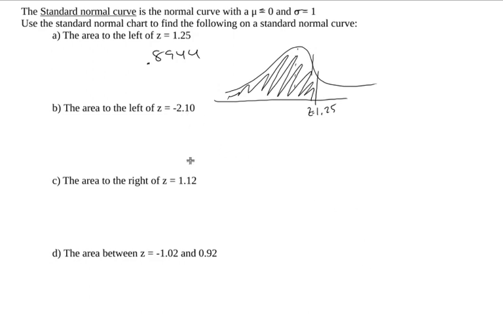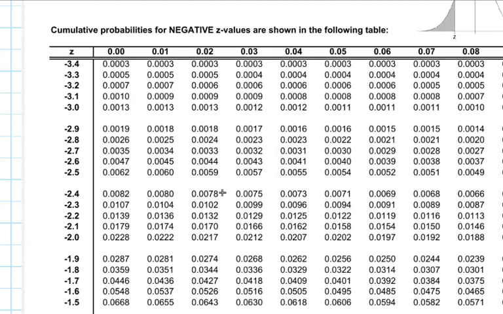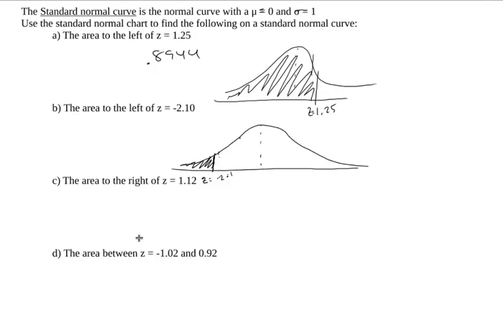If I want to find the area to the left of negative 2.1, in this case my mean is right here, 1 standard deviation, 2 standard deviations to the left. Let's say that's 2 standard deviations to the left, and this is 2.1 standard deviations. So z equals negative 2.1 is right here. If I'm finding the area to the left, again, I can use my chart. Negative 2.1 and a 0 in the hundredths place, that's this value right here, 0.0179.